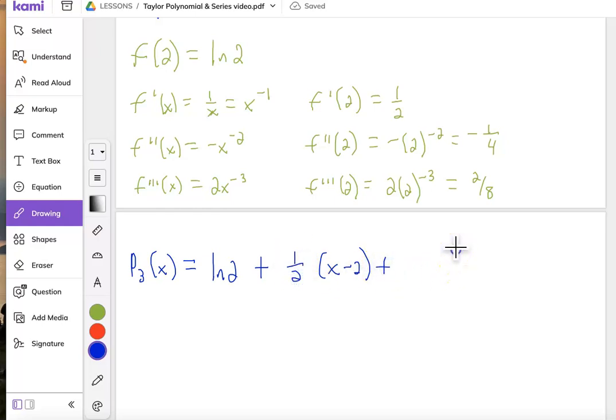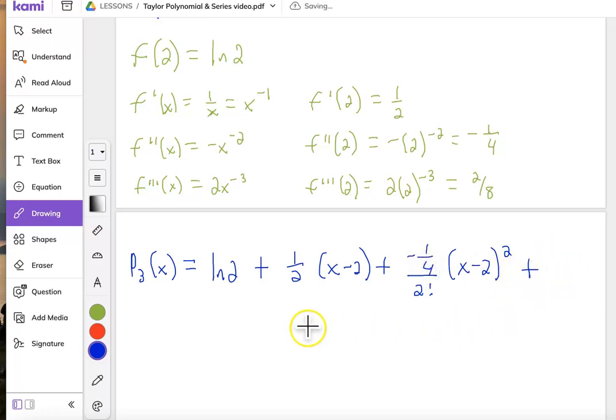The next term after that would be our x squared term. But again, we're centering at x equals 2. So we're going to write x minus 2, that whole thing squared. In front of that power of x, we should see in the denominator 2 factorial, and in the numerator we should see f double prime of 2, which we have here as negative 1/4.